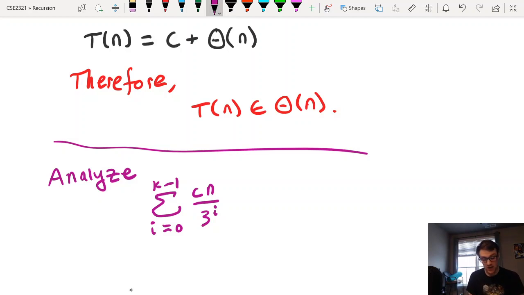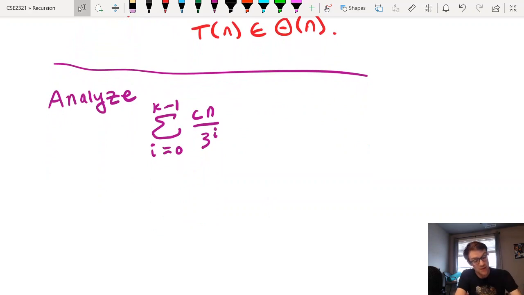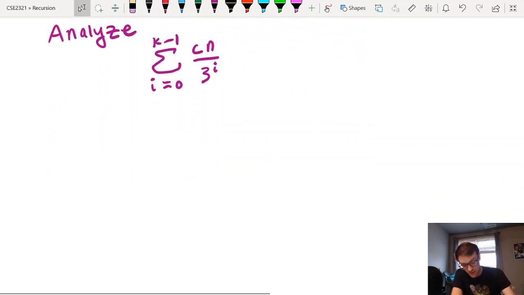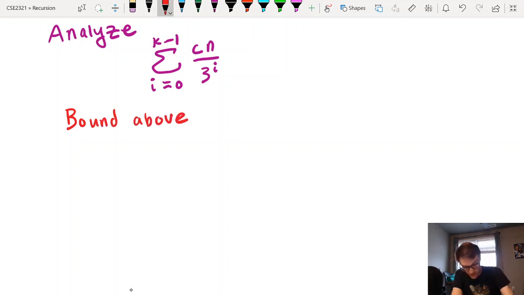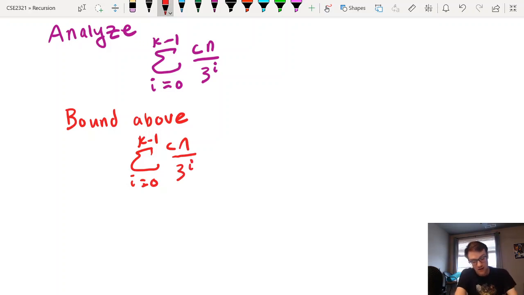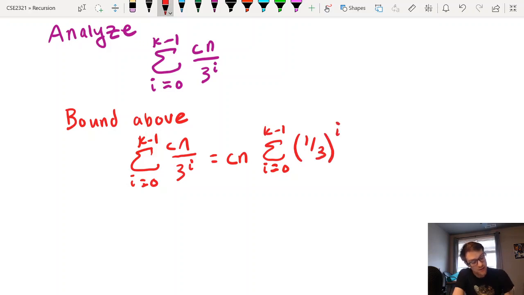Typically with geometric type summations, things raised to powers, the best way to attack them turns out to be by bounding. So let's bound this above. To bound it above, we take the original summation from i equals 0 to k minus 1 of cn over 3 to the i. Maybe first we pull out the cn. That seems like a reasonable first step. Then it is the sum from i equals 0 to k minus 1 of a third to the i. The same stuff we did before.